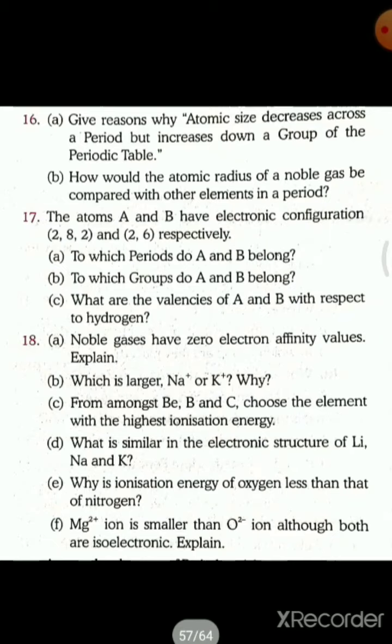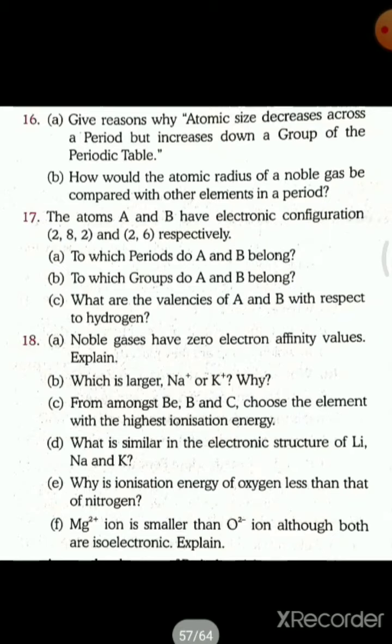So, what will be the answer? That they both are isoelectronic. Okay. So, magnesium ion is smaller than oxygen ion, though both are isoelectronic. So, the nuclear charge in magnesium is 12, whereas oxygen is 8. So, with the increase in nuclear charge, the size decreases and hence oxygen is greater than magnesium.